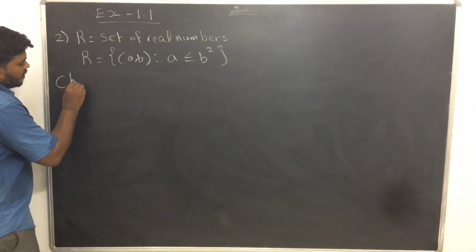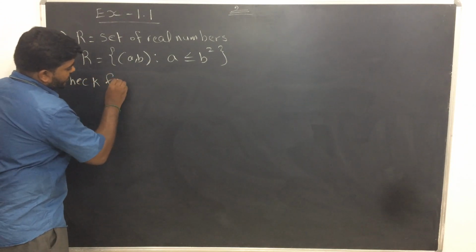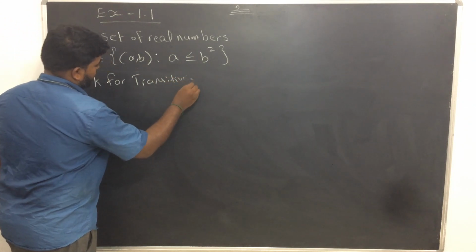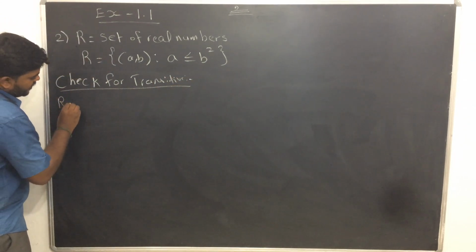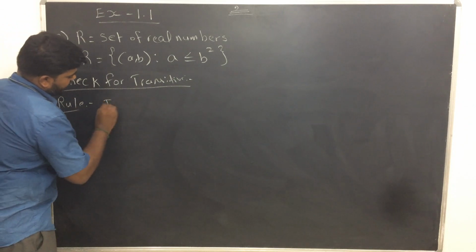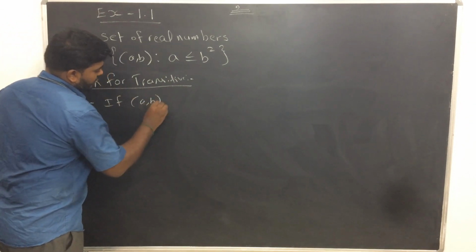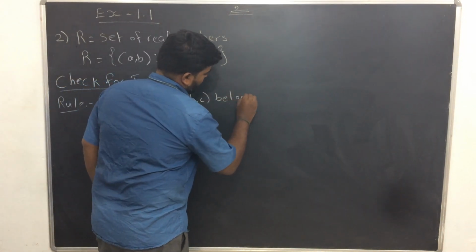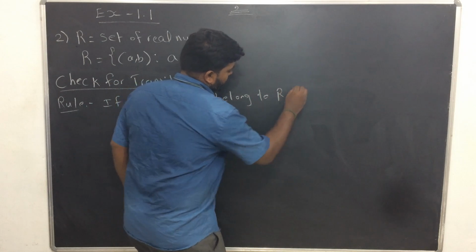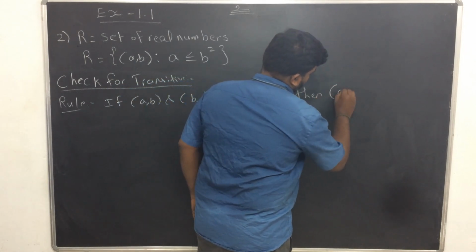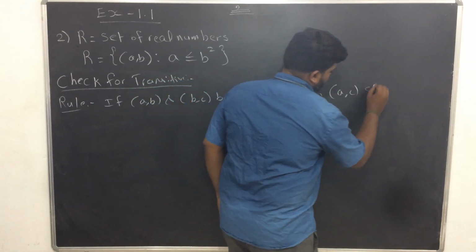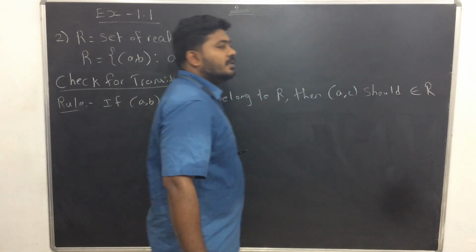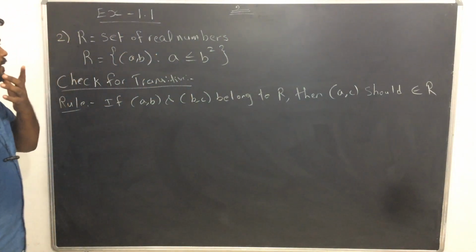Now, let's check for transitive. We are done with reflexive and symmetric. We will move on to checking for transitive. What is the rule for a relation to be transitive? The rule is, if (a, b) and (b, c) belong to the relation R, then the ordered pair of the form (a, c) should belong to R. So this is the rule for any relation to be transitive.